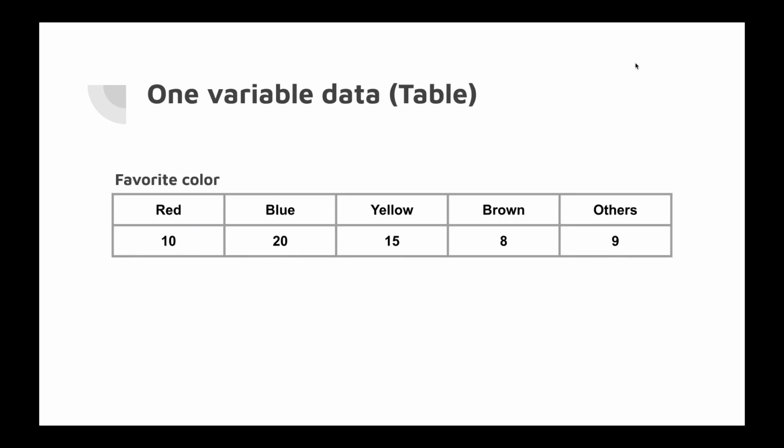Let's take a look at the next one. It's one-way variable data, or a one-way table. Here I made a table that represents the number of students who have a specific color as their favorite color. We have 10 students who said their favorite color is red, 20 for blue, 15 for yellow, 8 for brown, and lastly 9 for all the other colors.